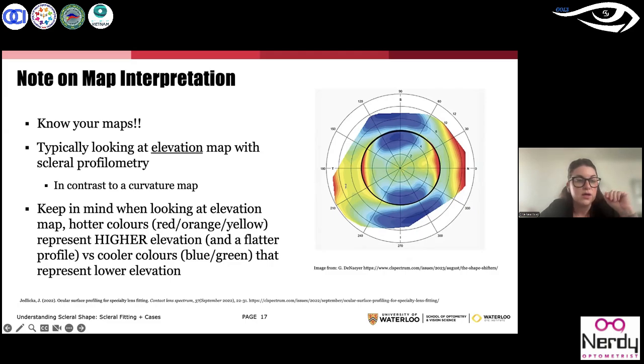Sometimes we think the hot colors are steeper, but in this case, it's representing a higher elevation versus the cool colors, the blue green, that represent lower elevation or like a deeper sort of depression to get there. So it's farther away from that reference sphere. And in this example, in this figure, it's aligning with the corneal astigmatism there. Not always the case, but sometimes it is.